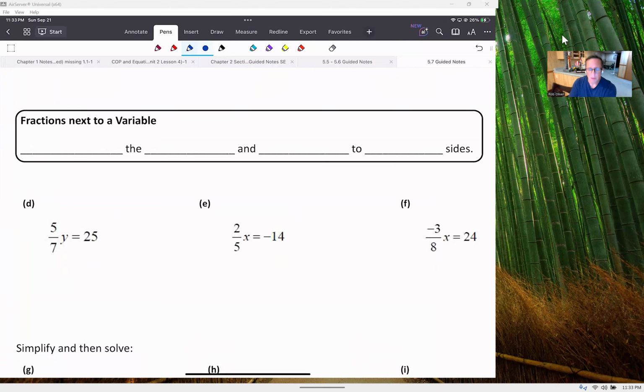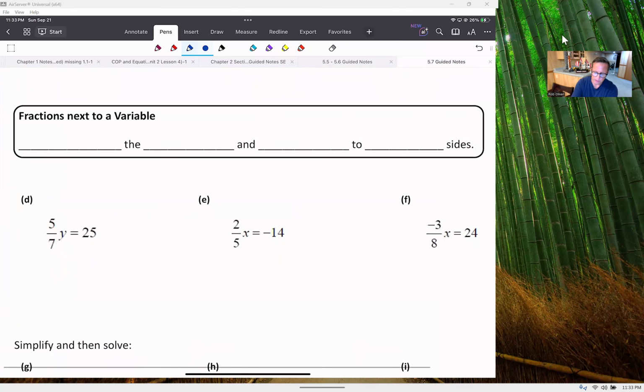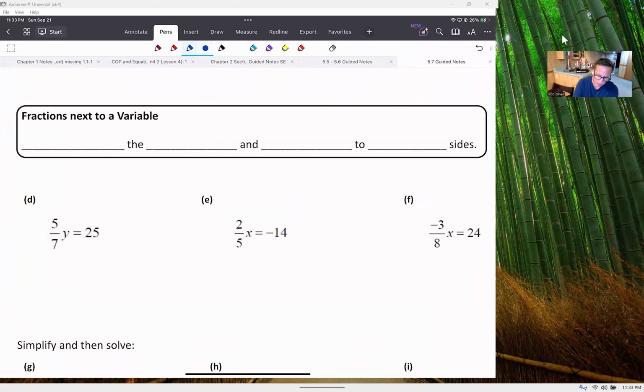Now when there's a fraction next to a letter, an unknown value like an x or a y or an n, I have a little hack that I like to share with everybody. What we're going to do is flip the fraction that's next to the letter, the x or the n or whatever it is, and multiply both sides by it.